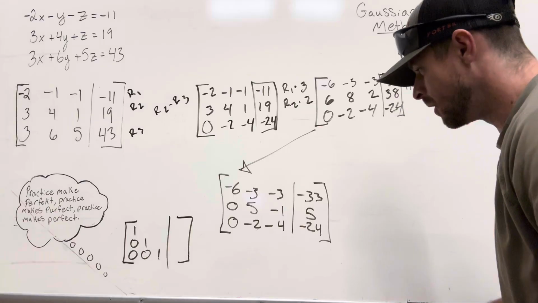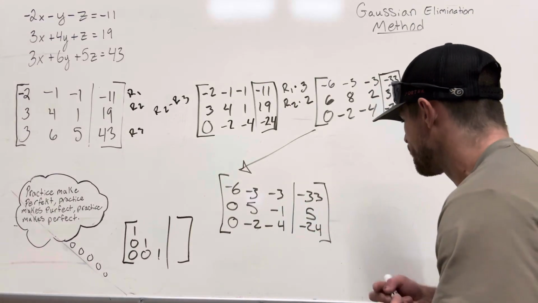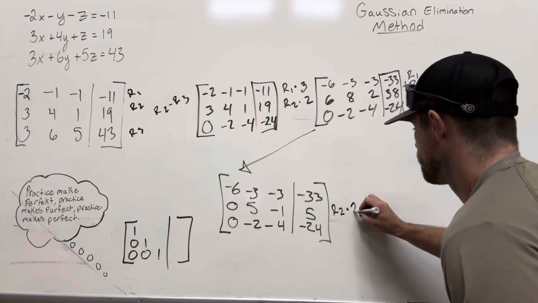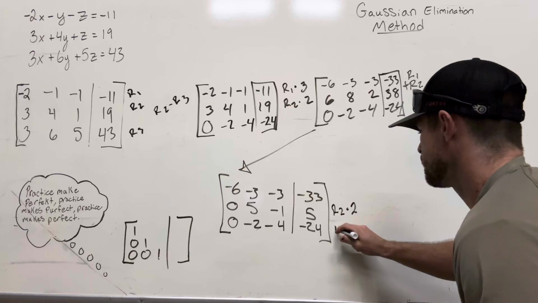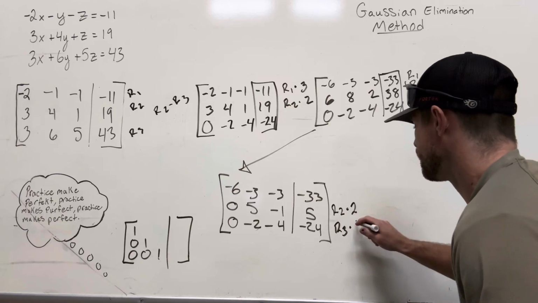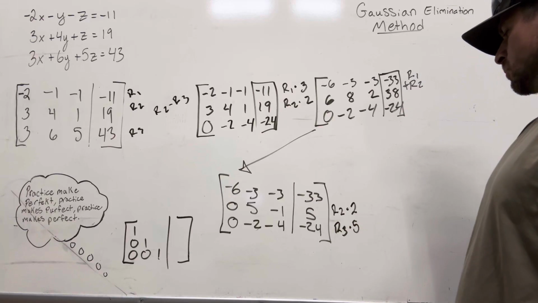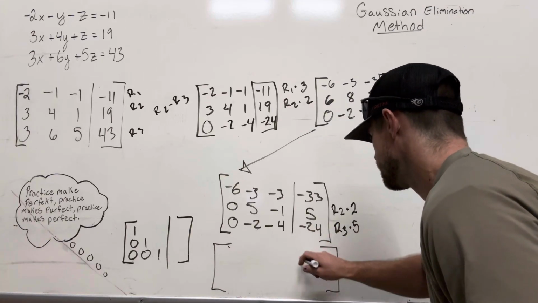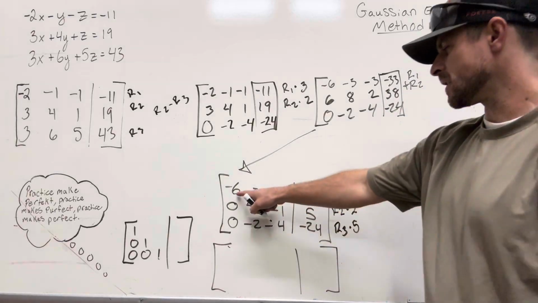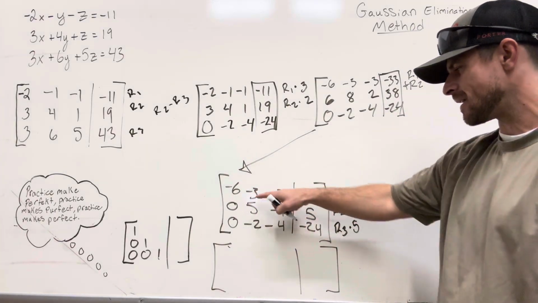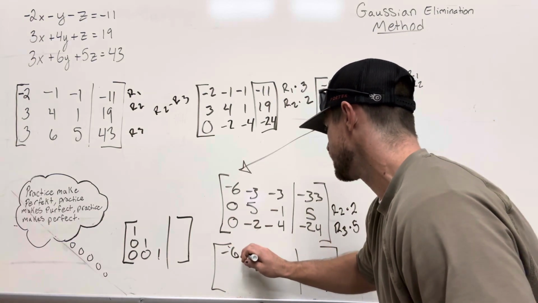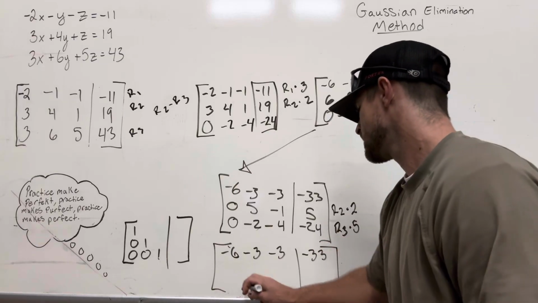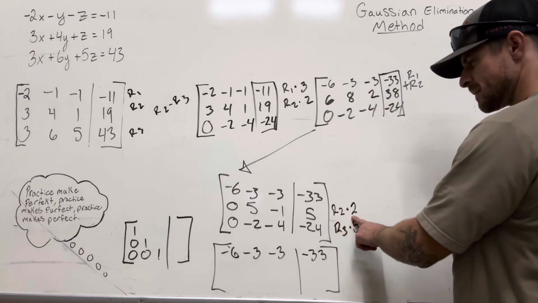We're almost there. Okay, so now, take row 2. I'm gonna multiply that by 2. I take row 3, I'll multiply that by 5. And then we'll just put that down here, save some space. Okay, so we can copy the top row because we're not doing anything to that right now. So that's still -6, -3, -3, -33. Okay, here we go.